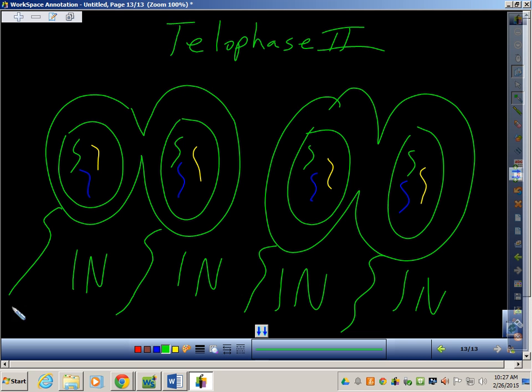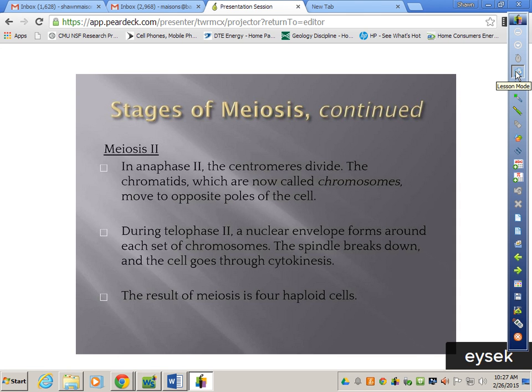What questions do you have about meiosis? It's very similar to mitosis in a lot of ways, but has differences. Very easy to get things mixed up, right? Very easy. Read test questions carefully.